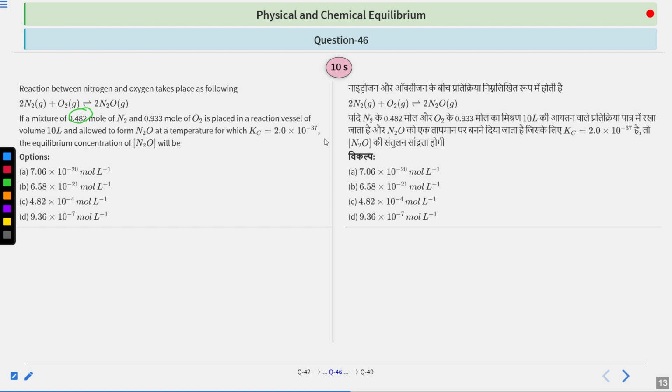The equilibrium concentration of N2O will be, options are A, 7.06 into 10 to the power minus 20 mole per liter, option B, 6.58 into 10 to the power minus 21 mole per liter, option C, 4.82 into 10 to the power minus 4 mole per liter, and option D, 9.36 into 10 to the power minus 7 mole per liter. So your 10 seconds to solve this question starts now.